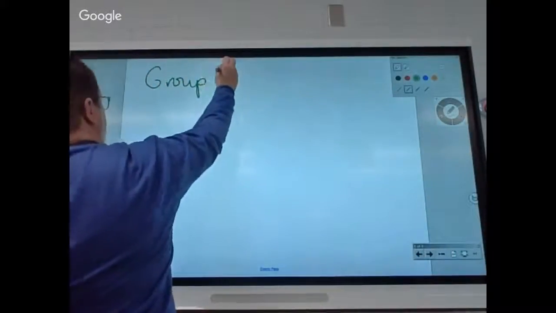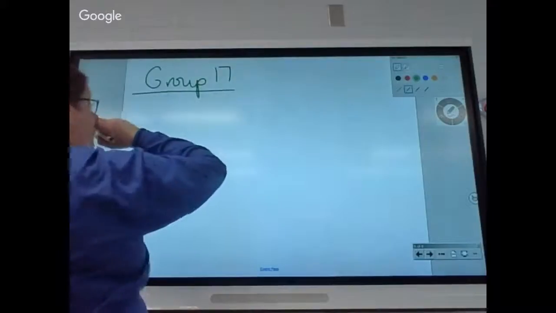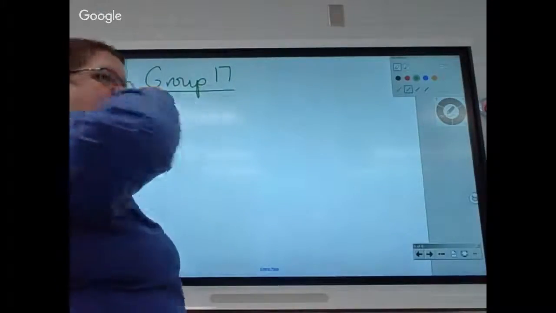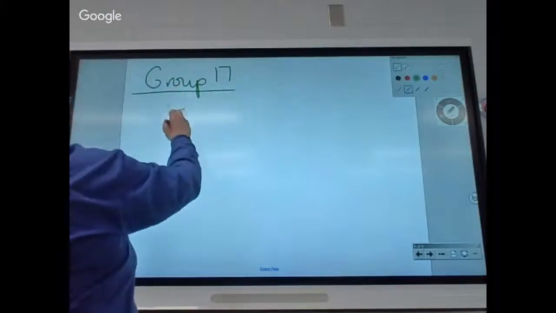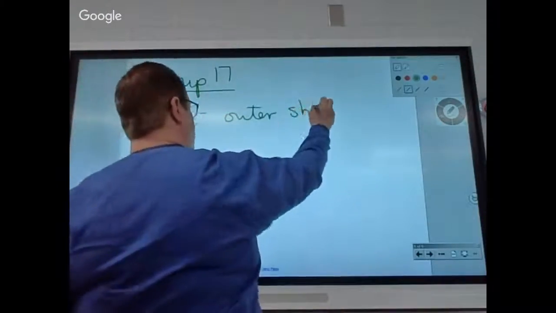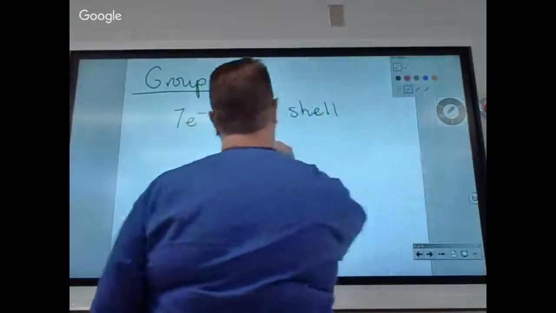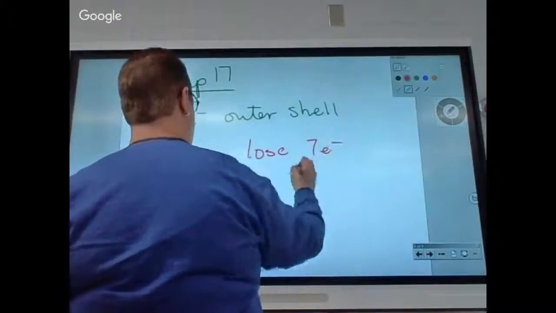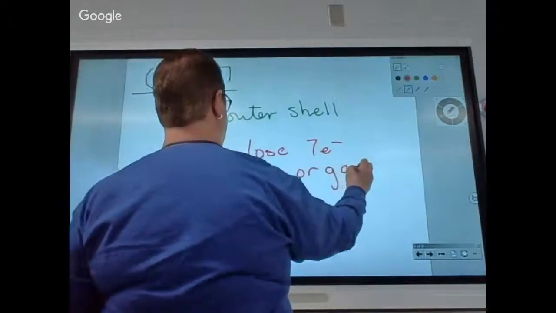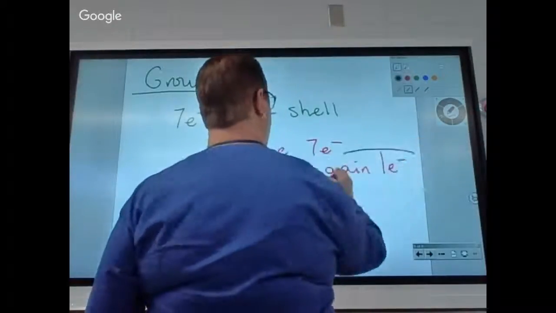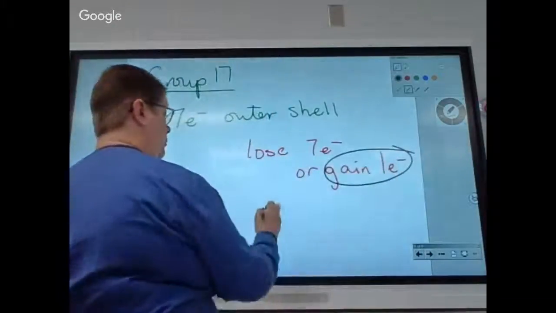I can't play Kahoot till we've applied the quantum numbers because half of it's application. All right, so what does group 17 have? 7 electrons. So there's 7 electrons in the outer shell. It can lose 7 or gain 1. So what's easiest? Gain 1. So what's its oxidation number?